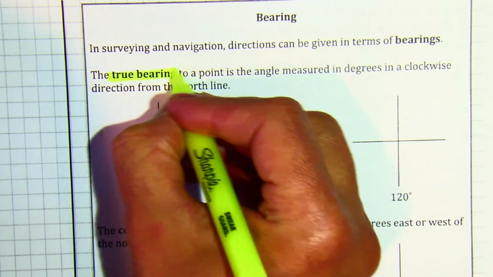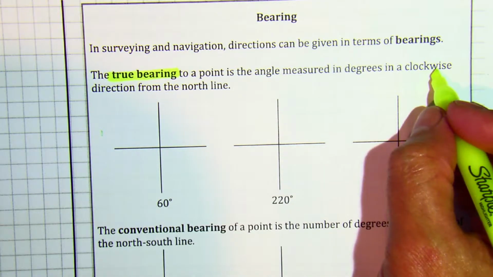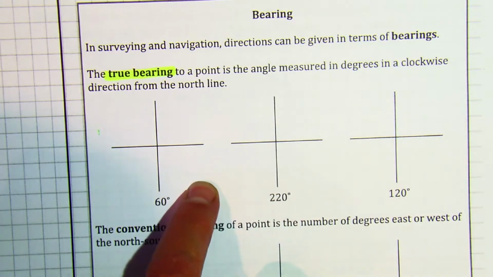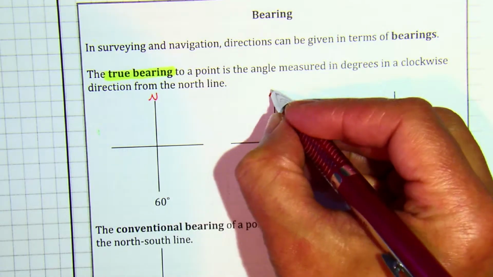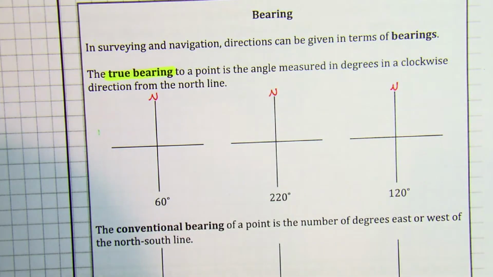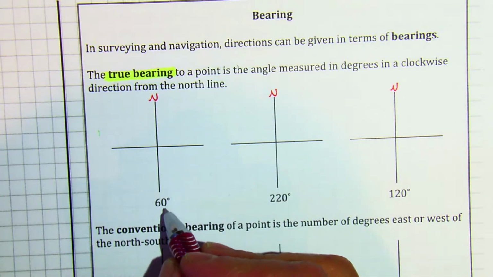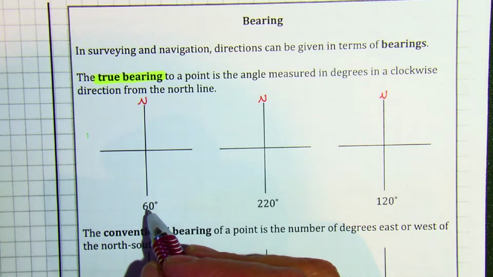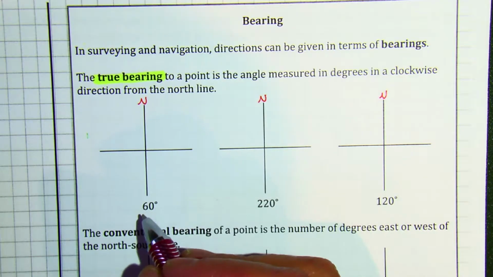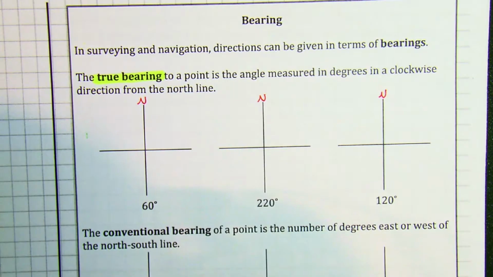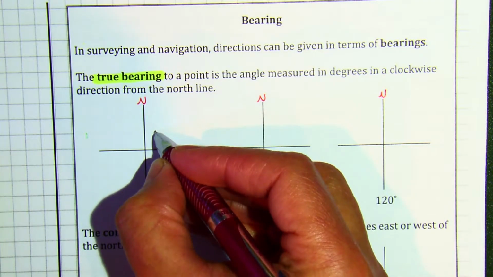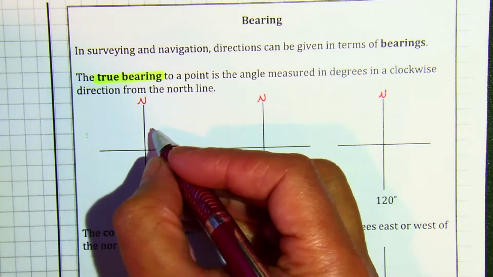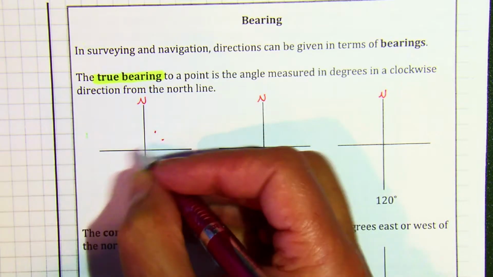True bearings to a point is the angle measured in degrees in a clockwise direction from the north. So therefore, we are going to start from the north when we do true bearings, and we're always going to rotate towards the right. First, we're going to rotate 60 degrees. So whenever it's dealing with direction, with navigation or surveying, whether you're on a plane or land or air, you are going to go from the north towards the right. Now 60 degrees, I'm going to place my two dashes to evenly divide it. So it'll be 30, 60, 90. So 60 degrees will be in this direction.